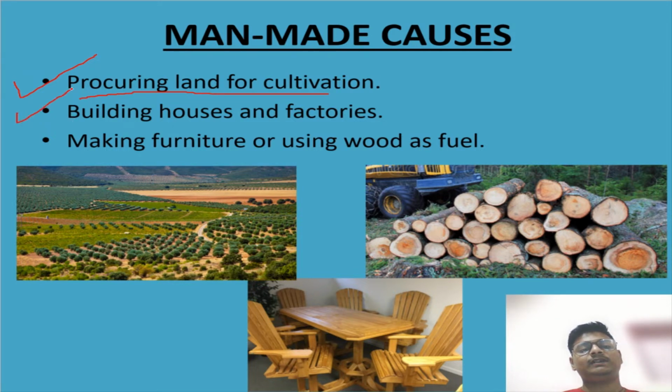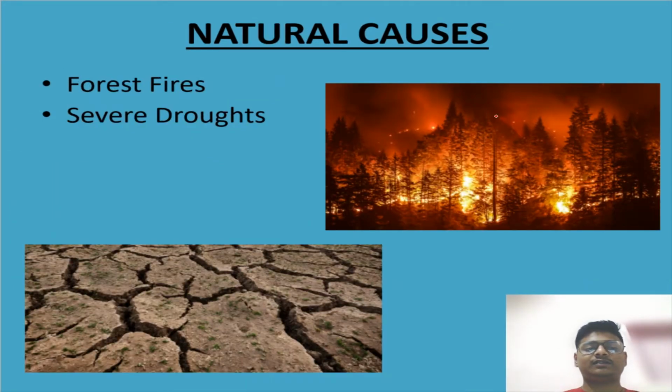And the second is building houses and factories. When we do urbanization in that locality, then this is happening. And the third one is making furniture or using wood as fuel. When we cut trees for using as fuel, then we are doing deforestation. These are man-made causes. And now these are natural causes. See, the forest fires and severe droughts, these are all due to natural causes. By this also deforestation occurs.